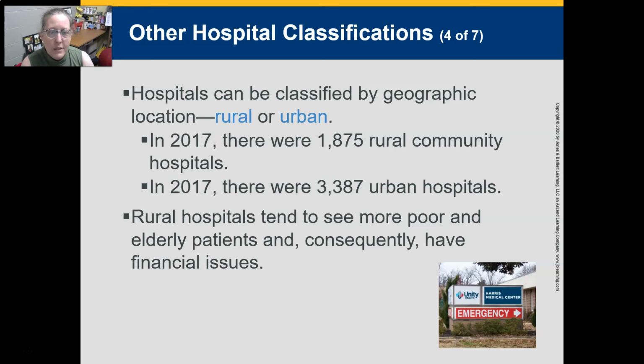In 2017, there were 1,875 rural community hospitals and 3,387 urban hospitals. My husband works at a rural hospital, and they do tend to see more poor and elderly patients, and they can have more financial issues.